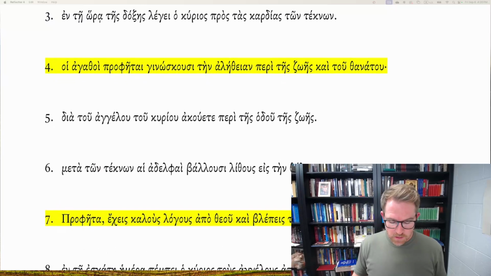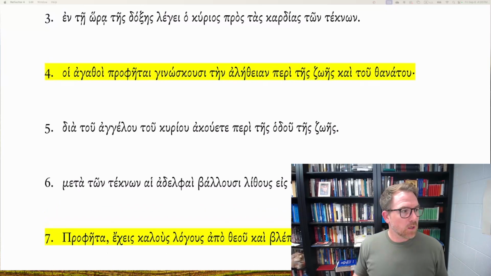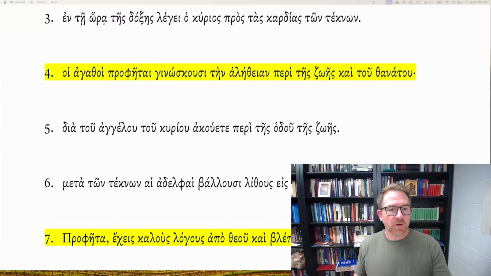Reading in Greek, hoi agathoi prophetai gnoskousi tein aletheon peri tes zoes kai to thanatu.